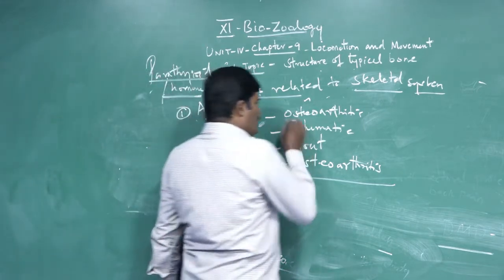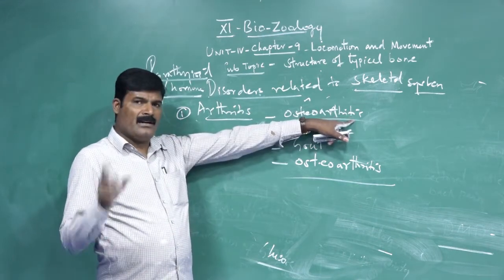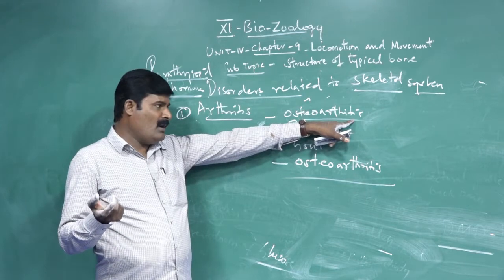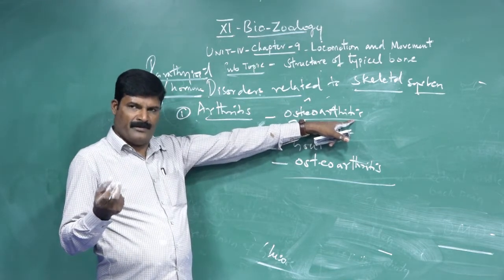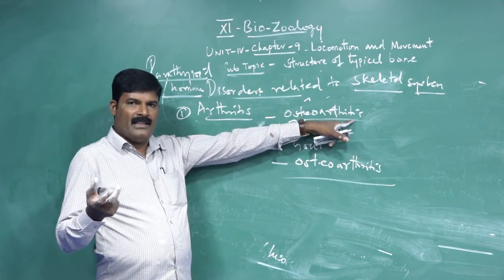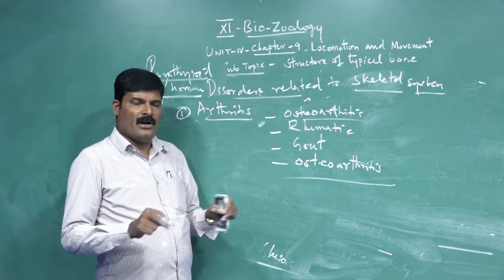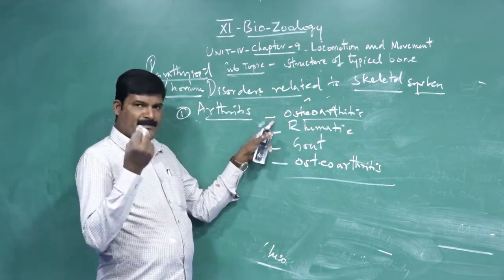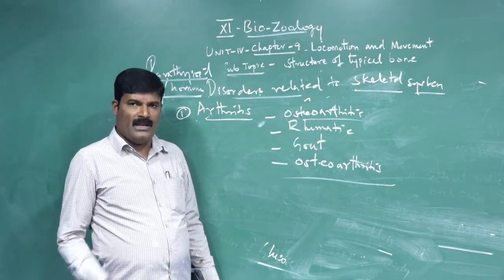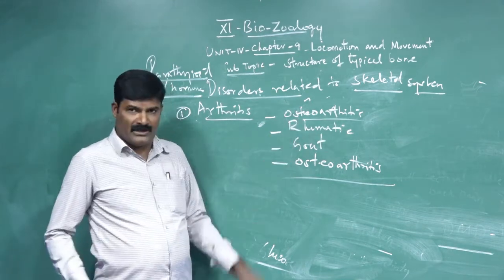So what is osteoarthritis? Osteo means bone. This kind of arthritis occurs in aging joints, particularly the knee joint, hip, and fingers. Pain or swelling in these bone joints is called osteoarthritis. Particularly, the degenerative condition of the aging joint is called osteoarthritis.